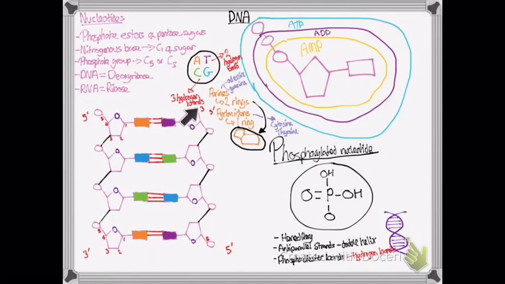Okay, the top carbon is our 3 carbon, and the bottom one is our phosphate group bound to our 5th carbon, carbon 5. So we say that is 3' to 5'. Okay, you've just got to remember DNA is always replicated from 5' to 3'.